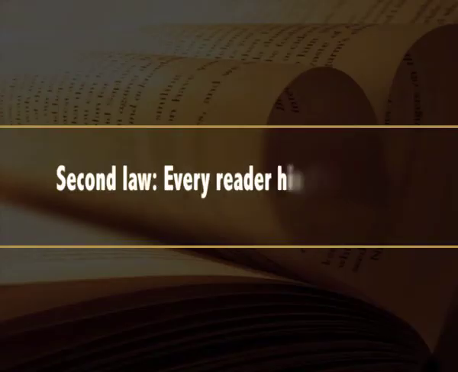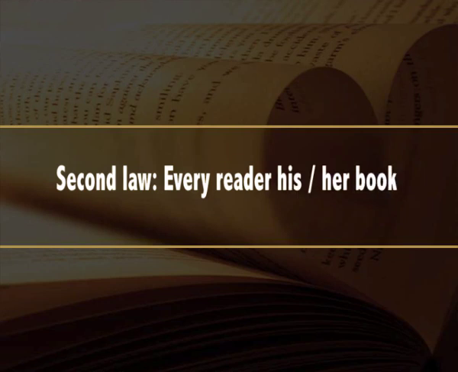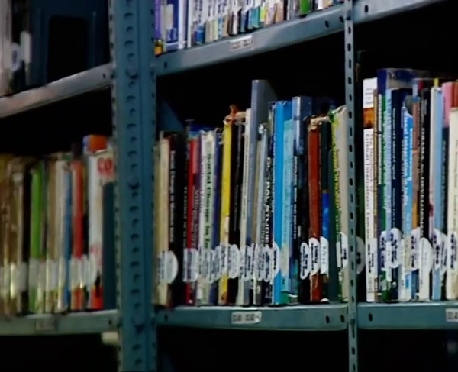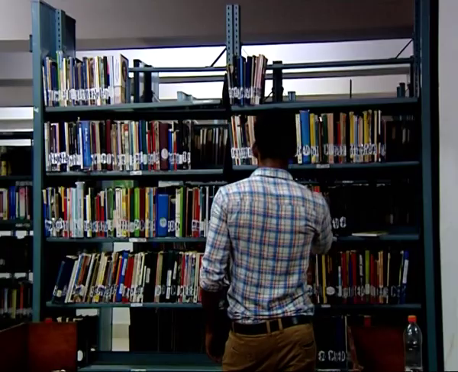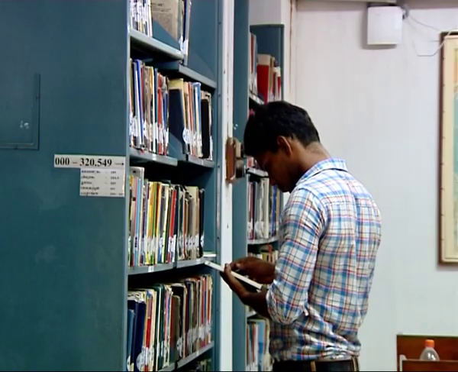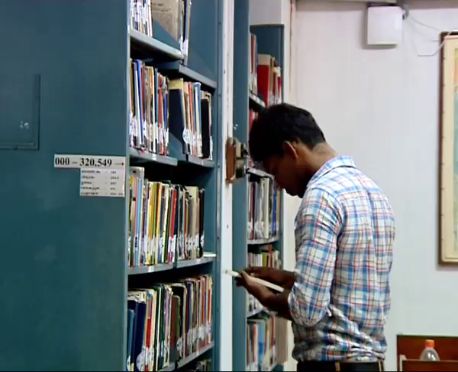The second law is every reader and his or her book. The second law breaks the belief that books are for the chosen few and states that books are for all. If the first law, books are for use, was book oriented, the second law, every reader and his or her book, is user-oriented. Every reader of libraries has to get his book. This law emphasizes the universalization and democratization of the library services.